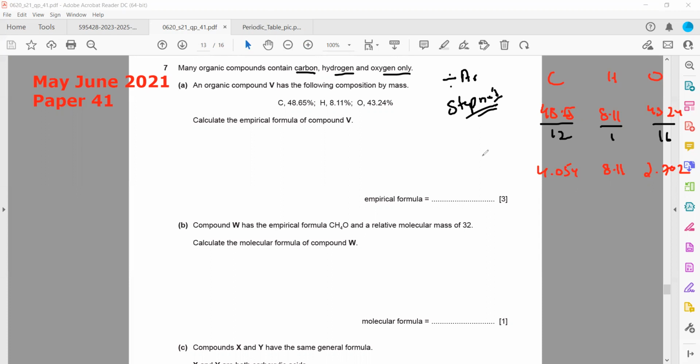Then we move on to step 2. What is step number 2? In step 2, we divide by the smallest value in the combination. Which one is the smallest value in this combination? The third one, 2.702. So we'll divide each of them by 2.702. If I divide 4.054 by 2.702, the answer is 1.5.